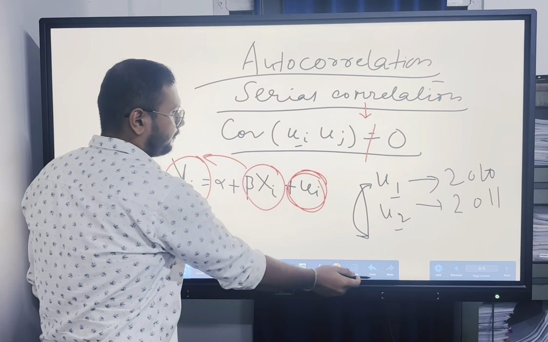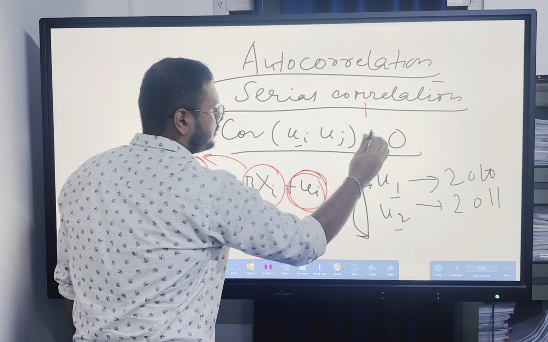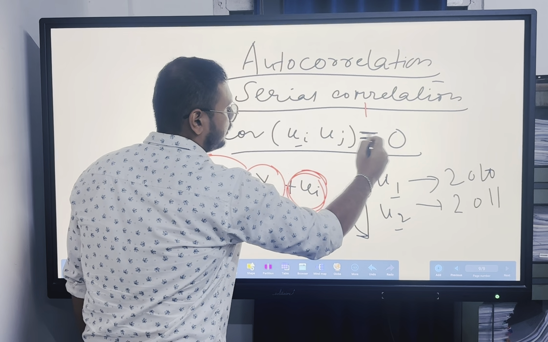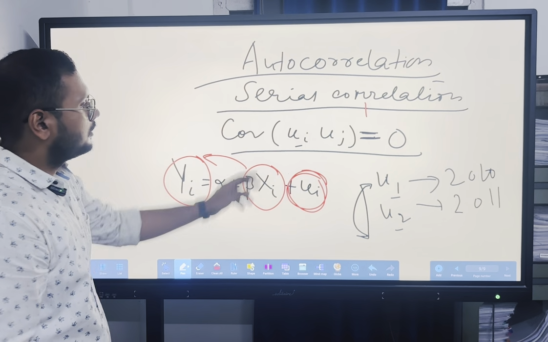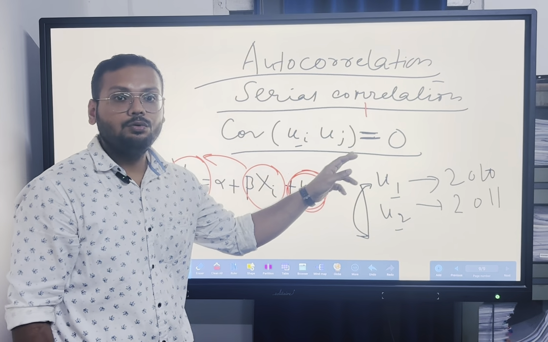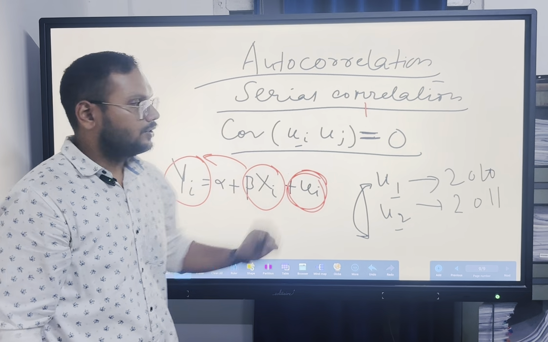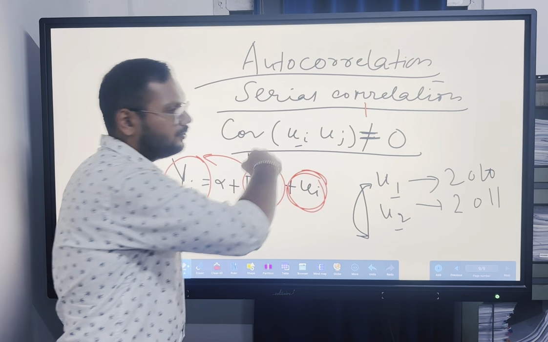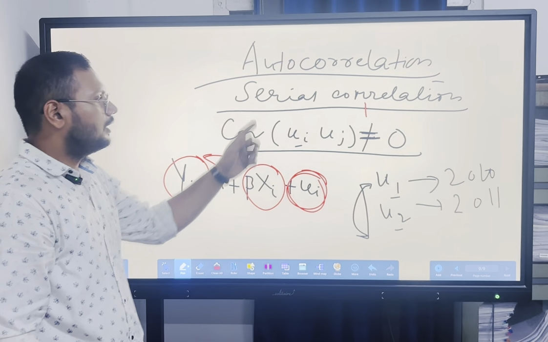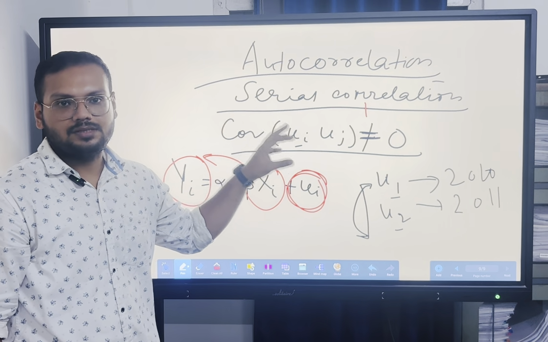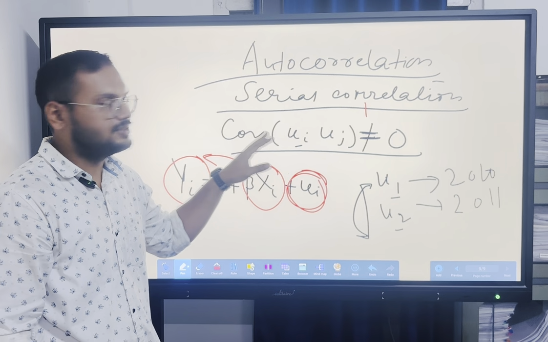That is, if there is an equality sign, then we can say that there is no serial correlation, or non-autocorrelation. If we write it as unequal, then we say that we have a serial correlation problem. There is a problem of serial correlation in this situation. Okay.